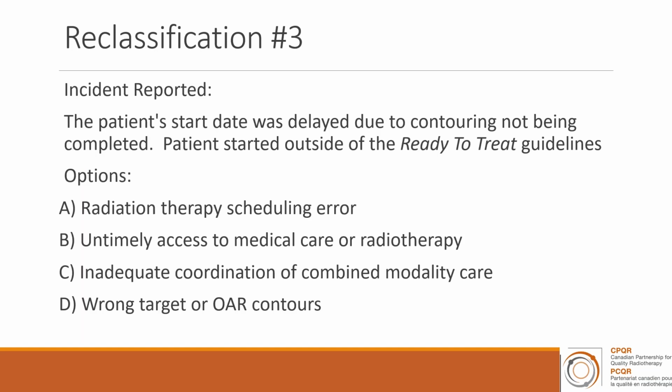Number 3, incident reported. The patient's start date was delayed due to contouring not being completed. The patient started outside of the ready to treat guideline. Our options can be radiation therapy scheduling error, untimely access to medical care or radiotherapy, inadequate coordination of combined modality care, or wrong target or OAR contour. This is a tricky one. There's multiple options there. What would you choose?